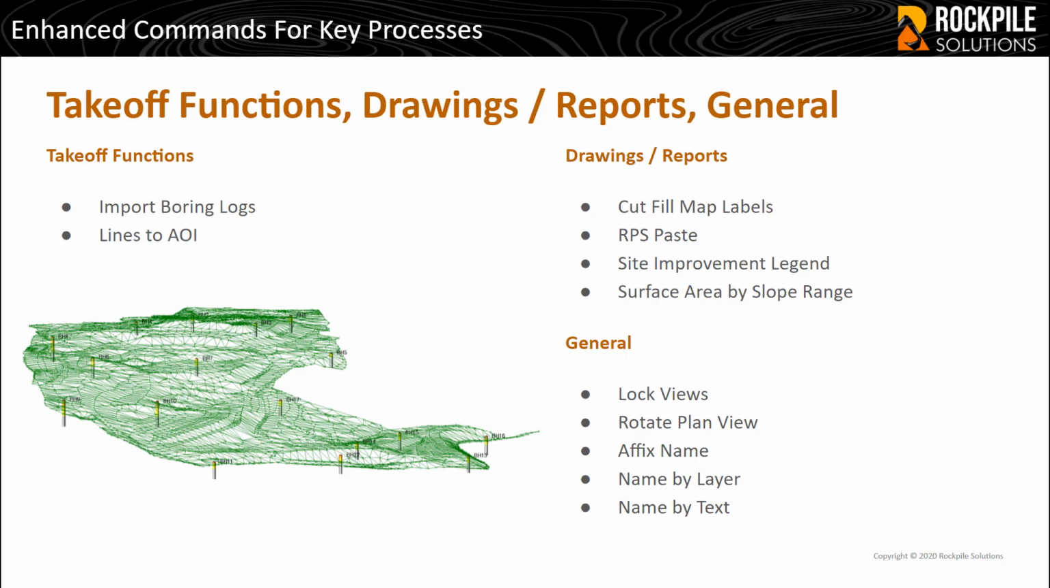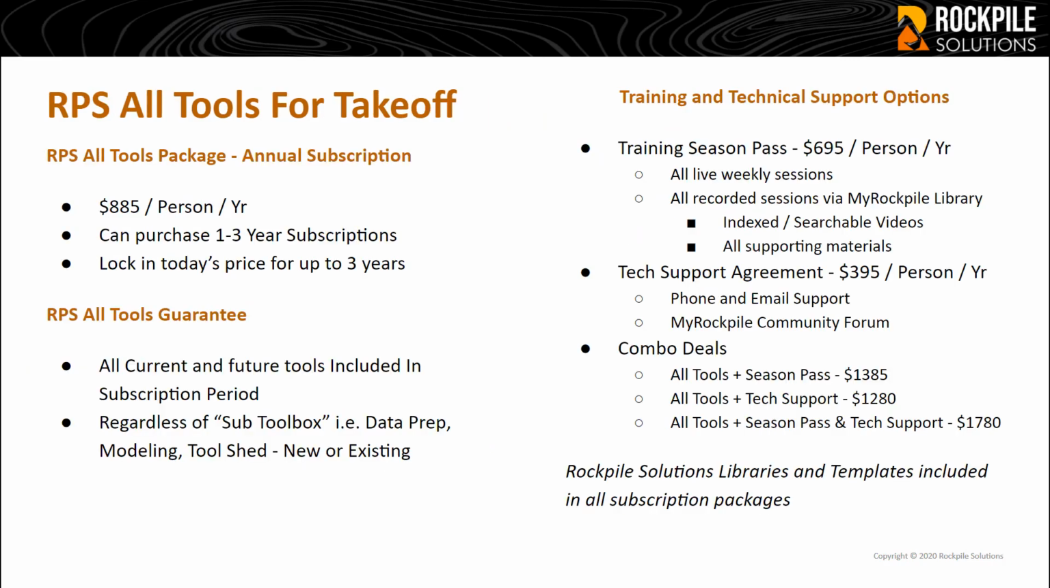Name by text allows me to find text inside polygonal areas and name those polygons using that text. So just many little commands, many little features, and I haven't even covered half the commands in the library. These are just the ones that are very applicable to Takeoff, but every command will find a home in the Takeoff process at some point in the future. This is the main tools that we have available in Rockpile.